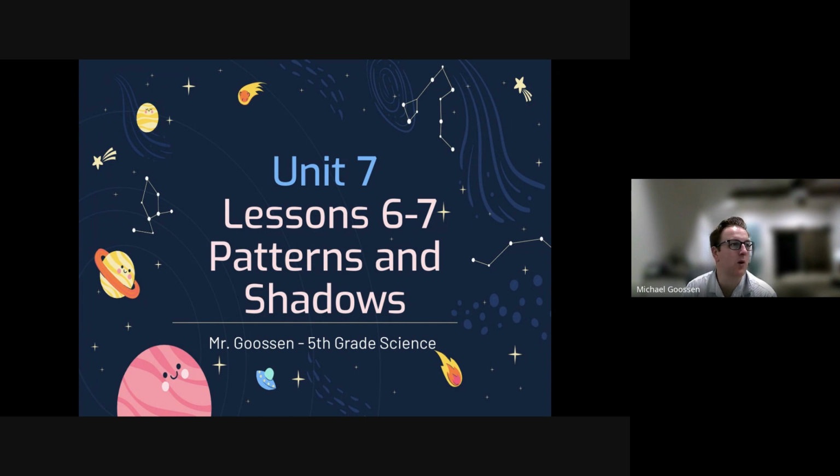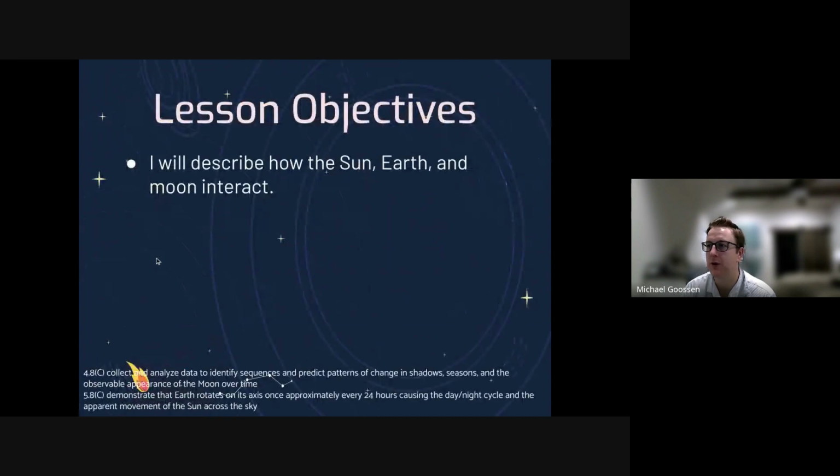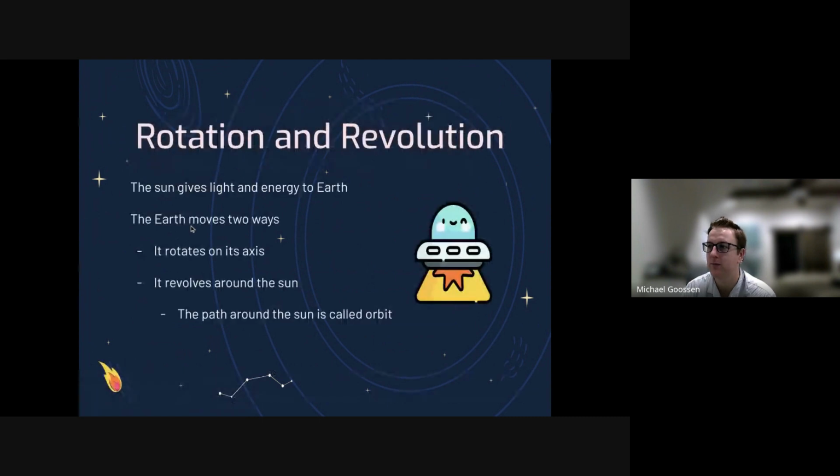This is our last one for Unit 7, and it is on patterns and shadows. So we're talking about the sun. We're talking about how it could put shadows on Earth from the moon or just from other objects. So it's kind of continuing on from last lesson when we talked about rotation and revolution. So let's get into it. Your only objective is you'll describe how the sun, Earth, and moon interact.